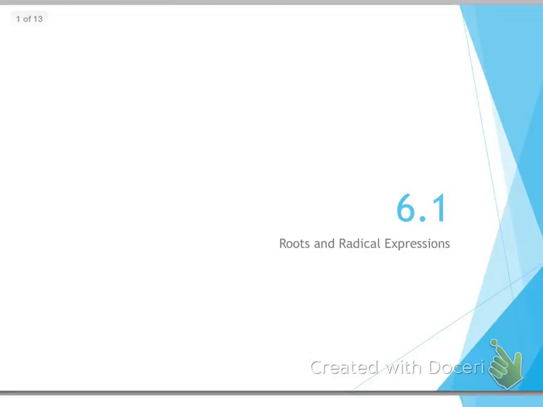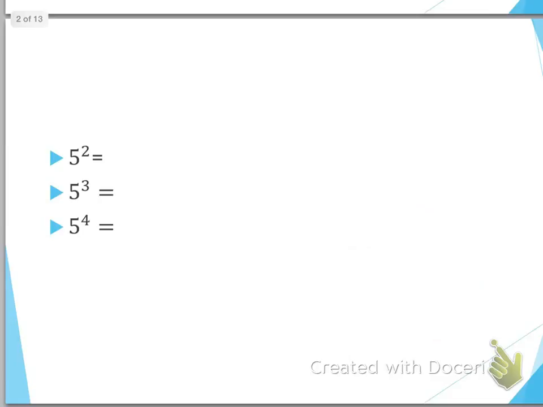Okay, in 6.1 we're going to be talking about roots and radical expressions. Just a little refresher on what we did last time. 5 squared is 5 times 5, so 25. 5 cubed is 5 times 5 times 5, so 125. 5 to the fourth is 5 times 5 times 5 times 5, which is 625.